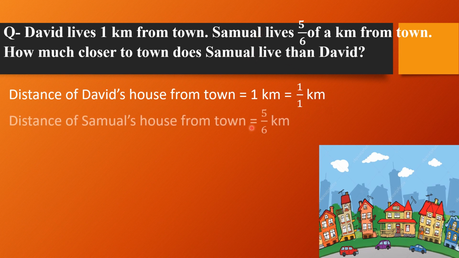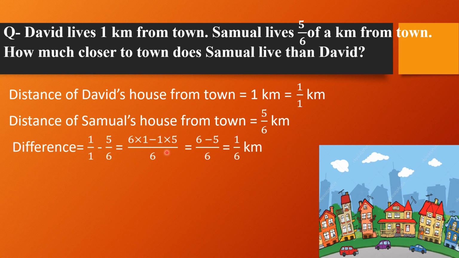Now, next thing is distance of Samuel's house from town, that is 5 by 6 kilometer. Now, we need to find out how much closer to town does Samuel live than David. Again, there is a comparison. That's why it is an indication that we need to do subtraction. So, here difference equals 1 by 1 minus 5 by 6.